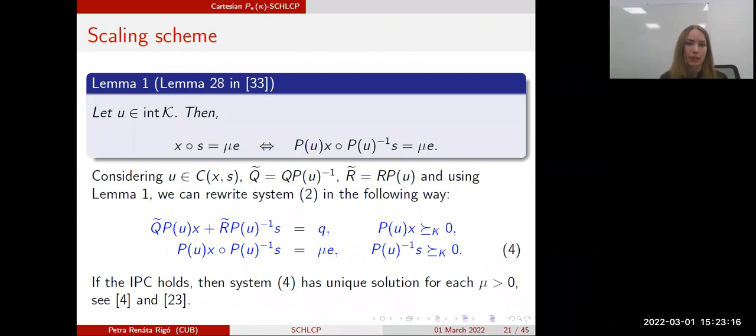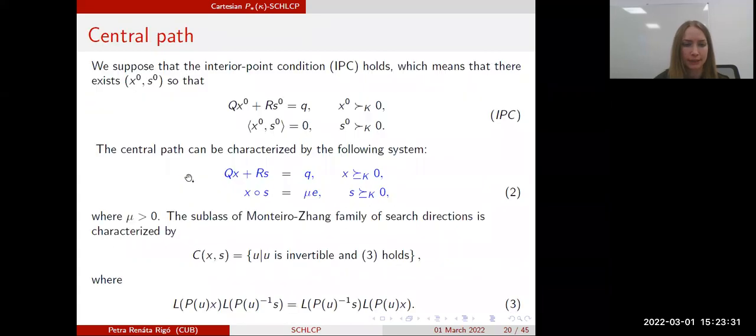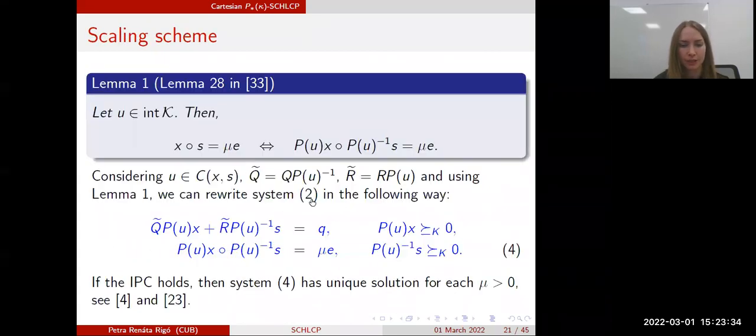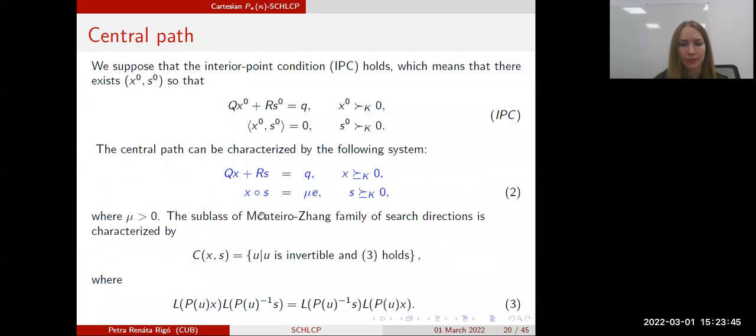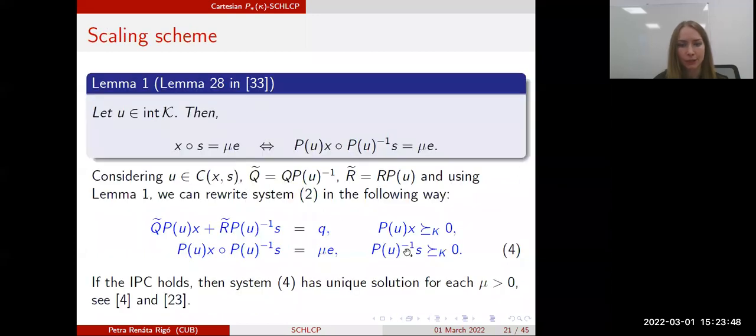And here we have an important lemma. So if we have a U from the interior of K, then these two are equivalent, where this P is the quadratic representation of V. So if we consider a U from this subclass of the Monteiro-Zhang family of search directions, and if we use these notations Q tilde and R tilde, then by using this lemma, we can rewrite the second system in this form. And it has been proven that if the interior point condition holds, then the system has a unique solution for each positive mu.